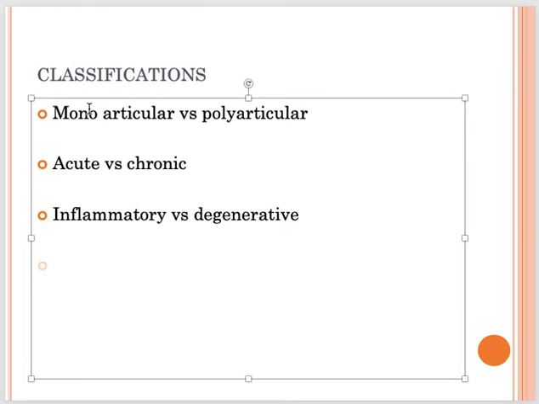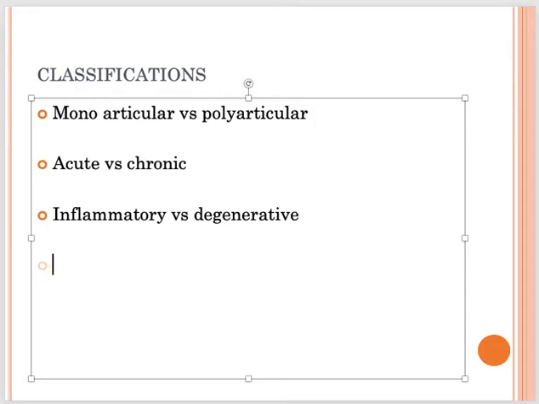Of course, acute versus chronic means, if someone is presenting with acute polyarthritis or oligoarthritis, think about infection, think about viral infection, think about crystal arthropathies, think about other conditions. Whenever the condition is chronic, think about seronegative, seropositive, as well as degenerative disorders, right? So it goes this way.